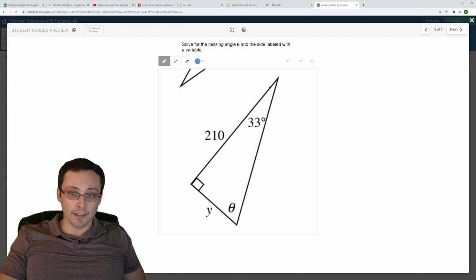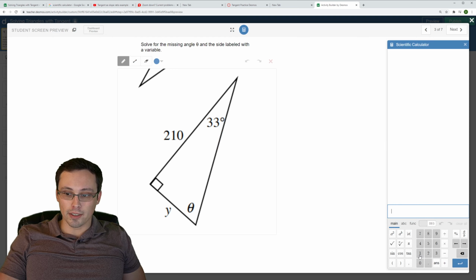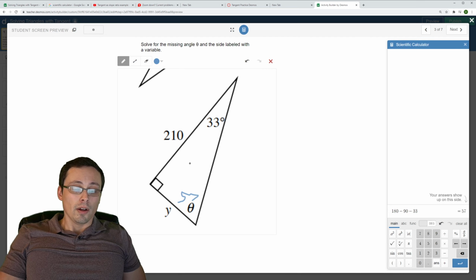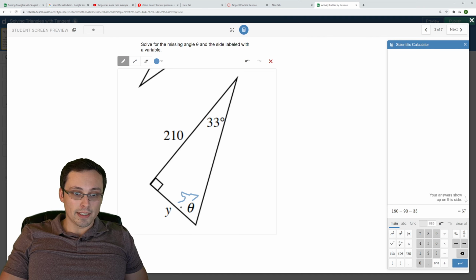So the basic idea is finding our missing angle should be pretty quick. We know the angles add up to 180, subtract the angles we know. So subtracting the 90 and the 33 leaves us with a 57. Okay, now let's do the actual finding the missing side part.